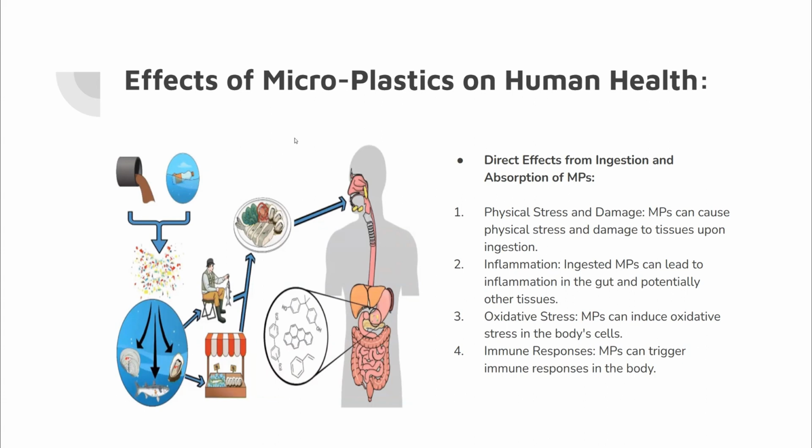This slide shows the direct effect of ingesting and absorbing microplastics on human health. Firstly, they can physically stress and damage our tissues. Secondly, they can trigger inflammation in our gut and other parts of our body. Additionally, they lead to oxidative stress in our cells. Last but not least, they can trigger our immune system, causing it to react in ways that may not be beneficial for us. These are just the direct effects. There are also many long-term effects that weren't mentioned.